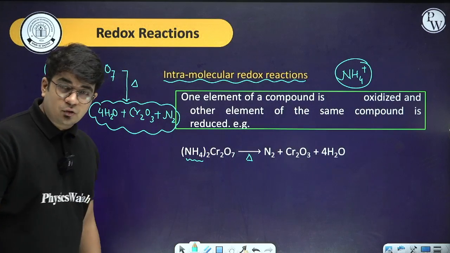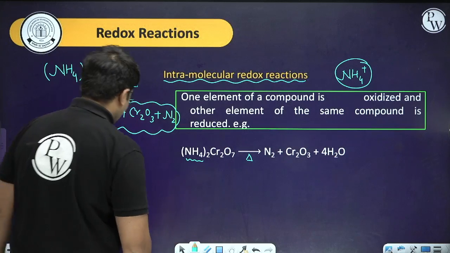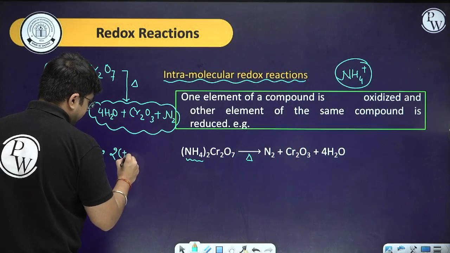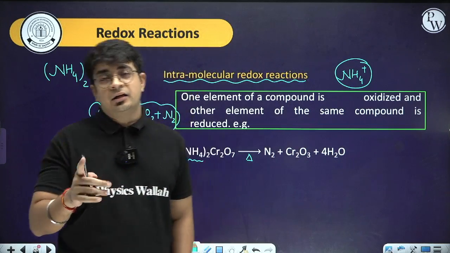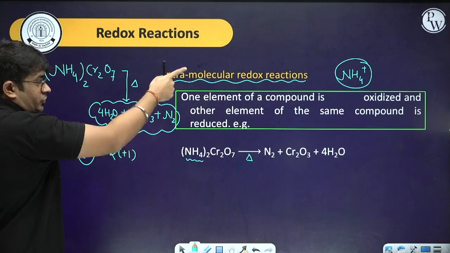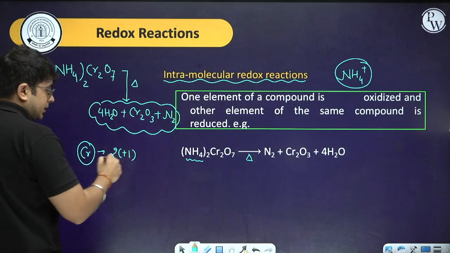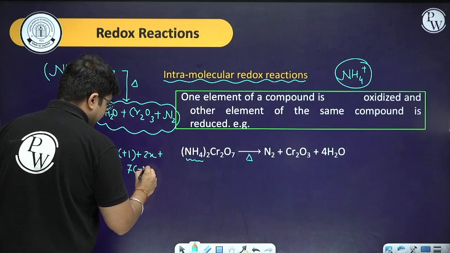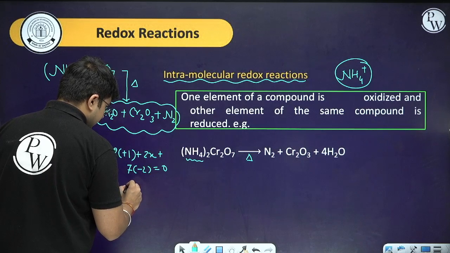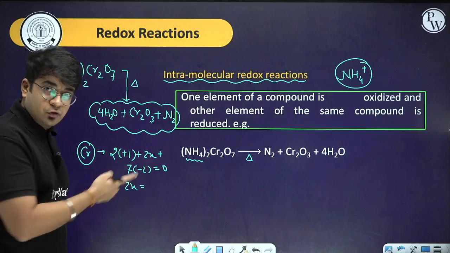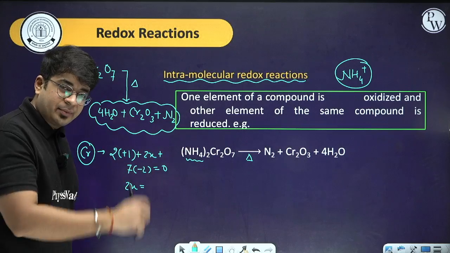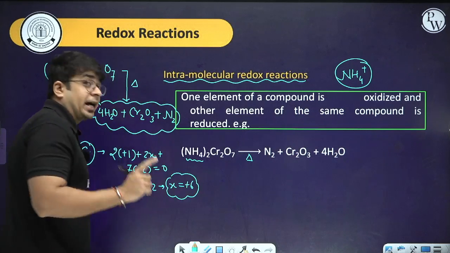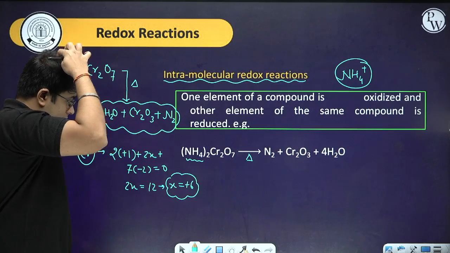In this case, can you calculate the oxidation state of chromium? Yes, definitely. We have two ammonium ions having +1 charge, because in case of a complex cation or anion, you can take the total charge as the oxidation number. So two ammonium ions, plus 2 chromium with unknown oxidation state x, plus 7 multiplied by -2, will be equal to 0. So 2x will be equal to 14 minus 2, that is 12, and x will be +6. Always remember, in case of dichromate, it is always +6.